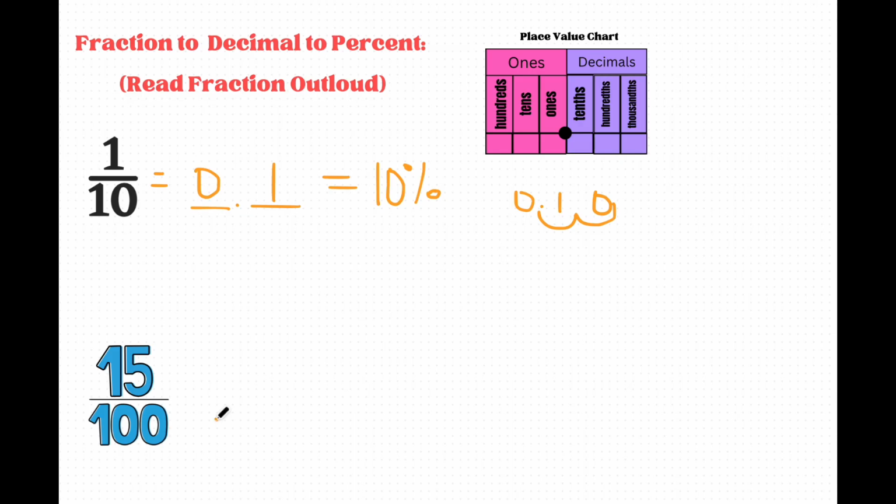So now 15 hundredths, I know I need to go 2 places behind the decimal. I'm going to write in the 15. And then I need to take these 15 hundredths, now a decimal, and change it to a percent. Take the decimal, move it 2 times to the right, and I'm going to have 15%. Doing from fraction to decimal to percent.